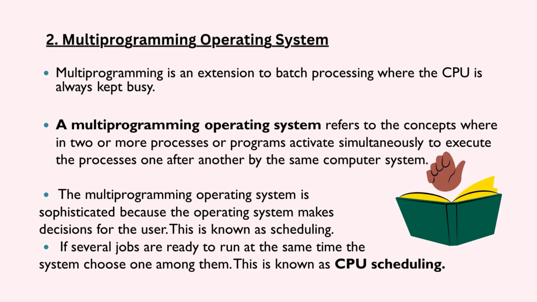The multiprogramming operating system is sophisticated because the operating system makes decisions for the user. This is known as scheduling. If several jobs are ready to run at the same time, the system chooses one among them. This is known as CPU scheduling.